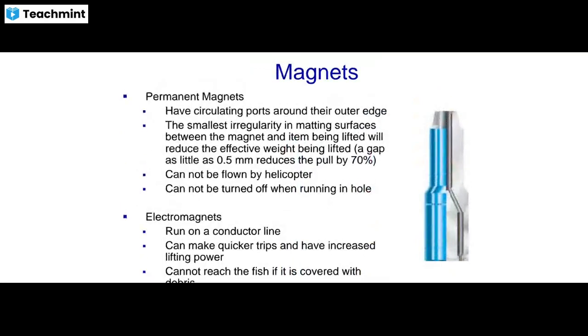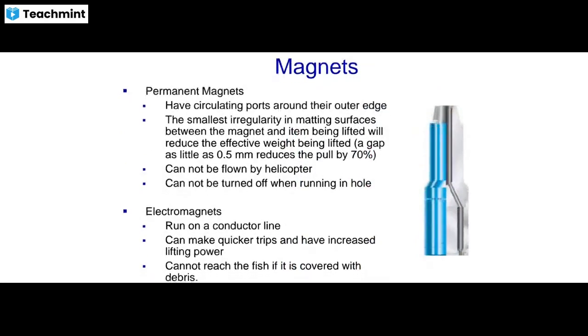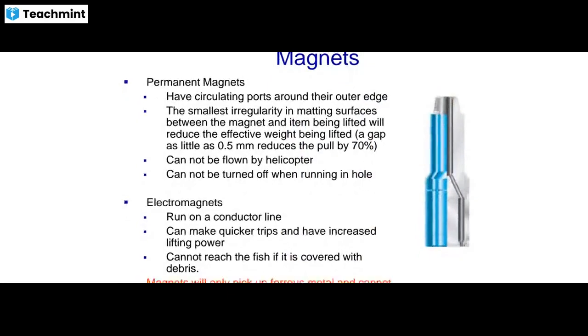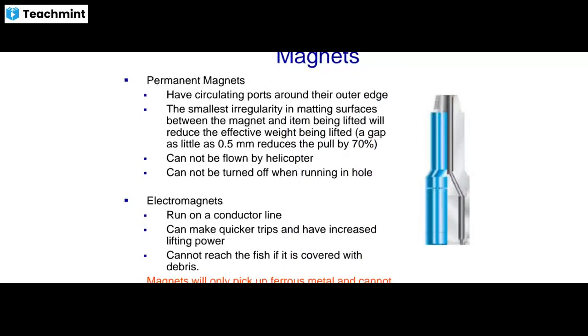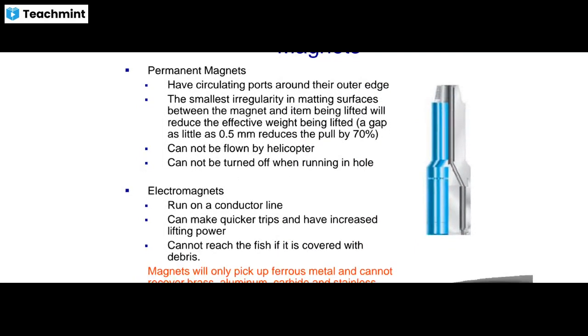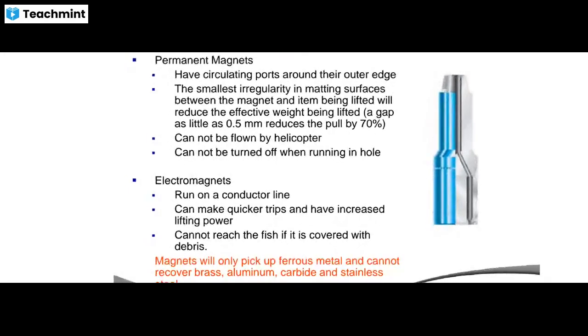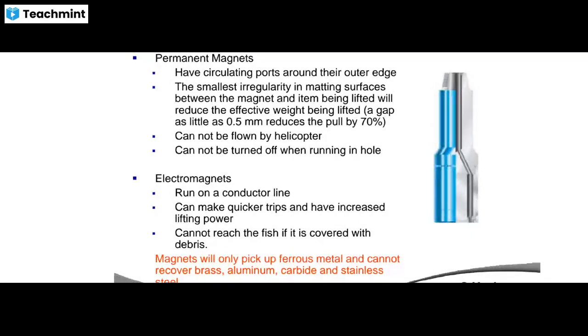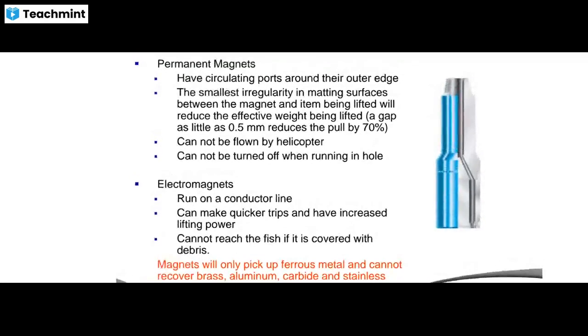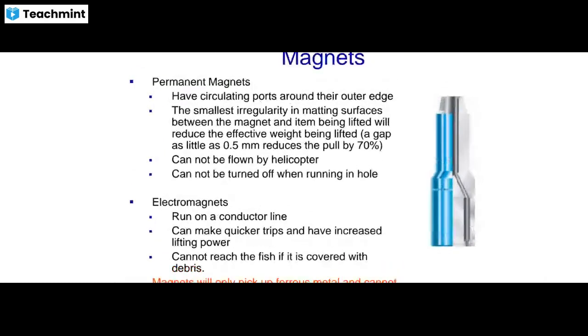Magnets. Permanent magnets have circulating ports around their outer edge. You can see that they cannot be flown by helicopter, and cannot be turned off when running in hole. Then electromagnets run on electrical conductor lines, and cannot reach the fish if it is covered with debris. Magnets only pick up ferrous metal and cannot recover brass, aluminum, carbide and stainless steel tools. So this is your magnets.